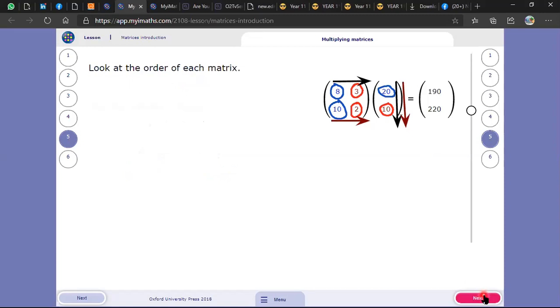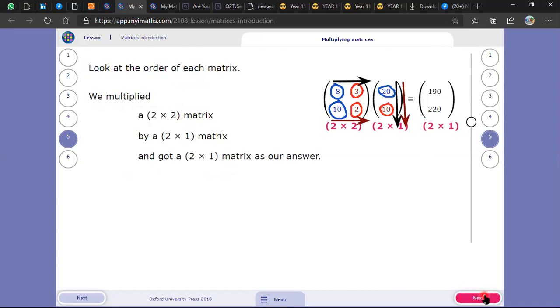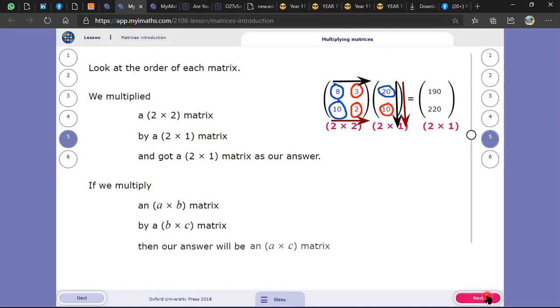Now look at the order of the matrix, guys. We multiplied a 2 by 2 by a 2 by 1, okay? And we got the result of a 2 by 1. Now what does that tell us? That if we multiply an A by B matrix by a B by C matrix, our result should be an A by C matrix.